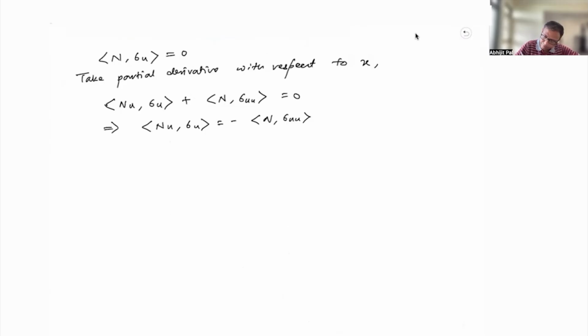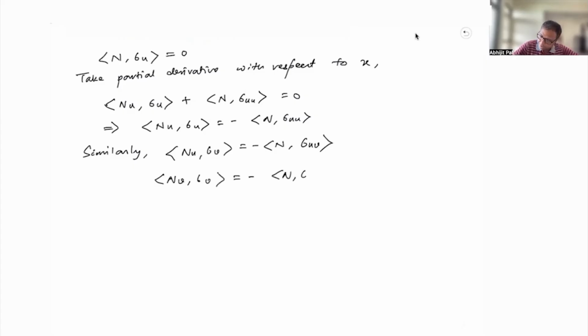So similarly, the inner product of N_u with sigma_v is equal to minus N sigma_uv, and the inner product of N_v with sigma_v will be equal to minus N sigma_vv.